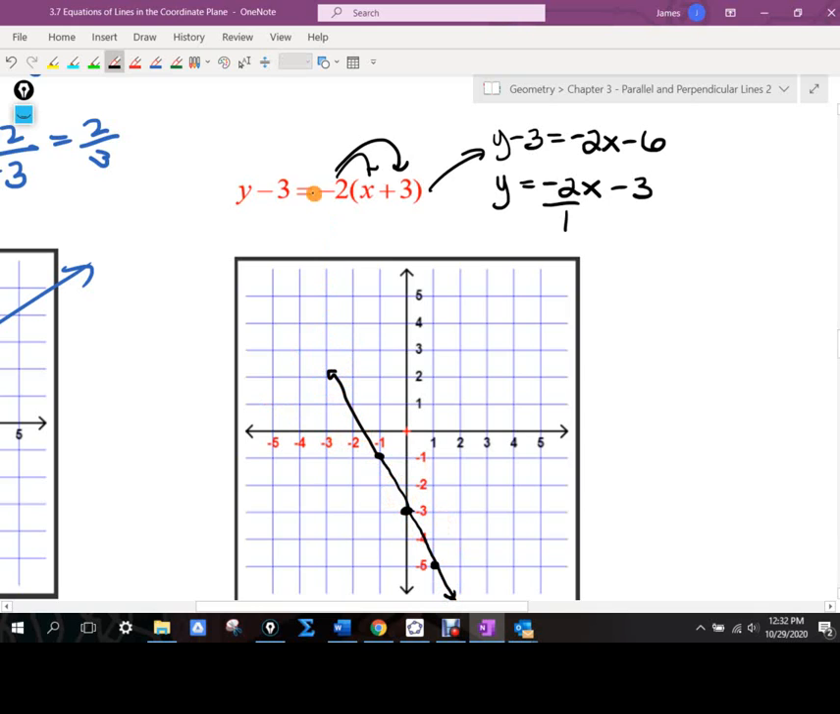Okay, here's a question. If I did this, y minus 3, write this, so y minus y1 equals m times x minus x1. I put that in that order, okay?